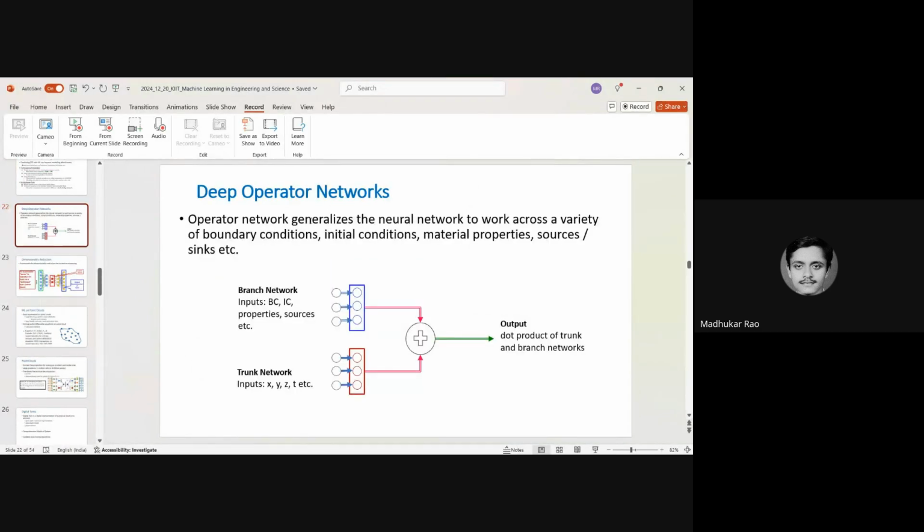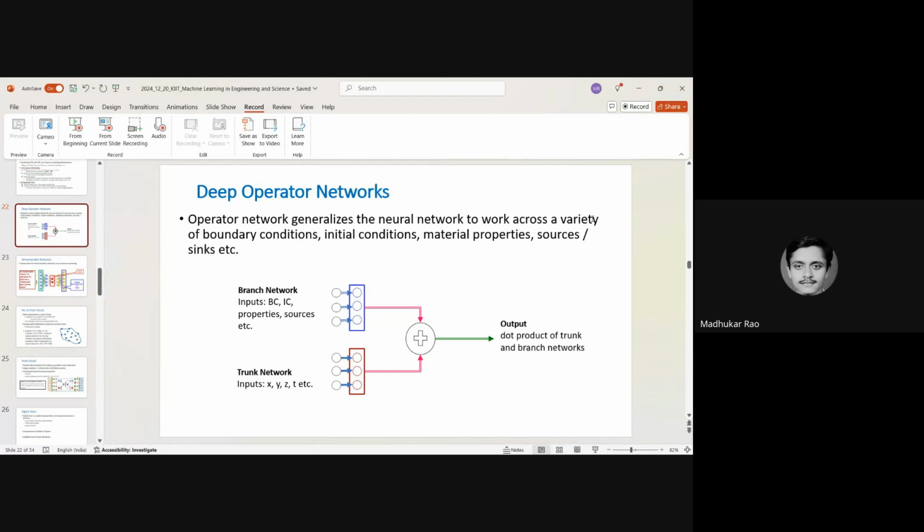There are more interesting variants of PINNs that have come up in the last 3-4 years. One is called the deep operator network. The operator network generalizes the physics-informed neural network to work across a variety of boundary conditions, initial conditions, material properties, sources, sinks, and so on. So it's basically a combination of a branch network and a trunk network.